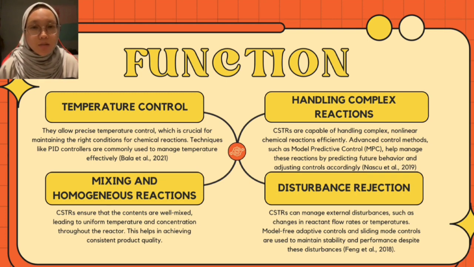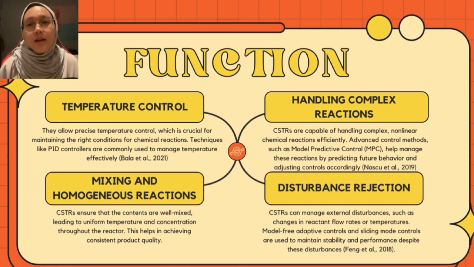The last one is disturbance rejection. CSTR can manage external disturbances such as changes in reactant flow rates or temperatures. Model-free adaptive controls and sliding mode controls are used to maintain stability and performance despite these disturbances.